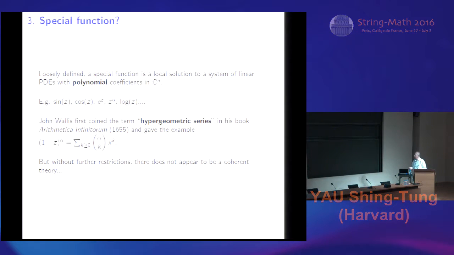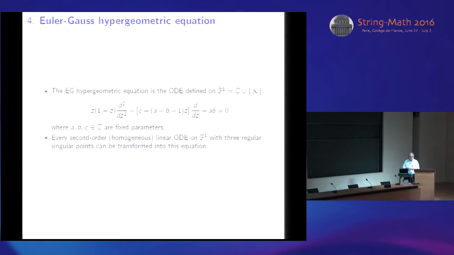So there are simple elementary functions, and then the hypergeometric series, which was introduced way back in the 17th century. And so the important turning point is the hypergeometric equation. It is an ODE defined on P1, which satisfies these equations, with A, B, C fixed parameters.